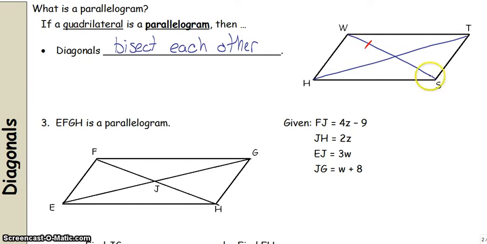So if I called this intersection point M, WM is congruent to segment MS, and HM is congruent to segment MT.